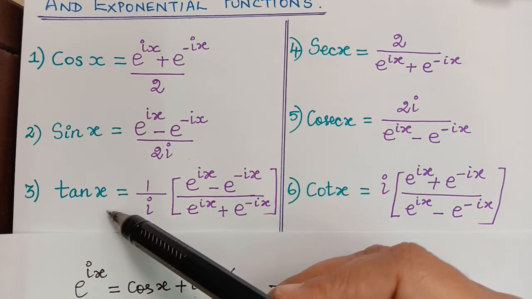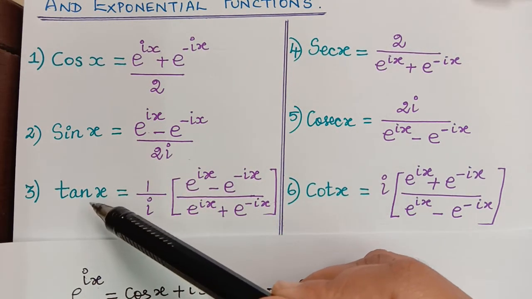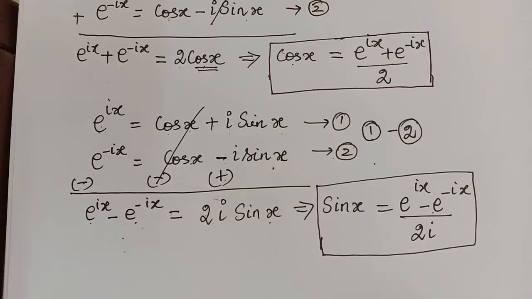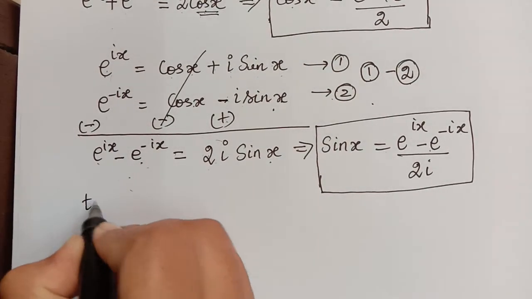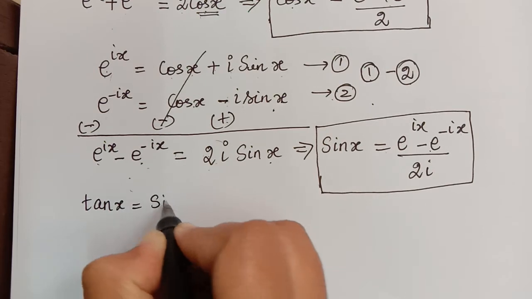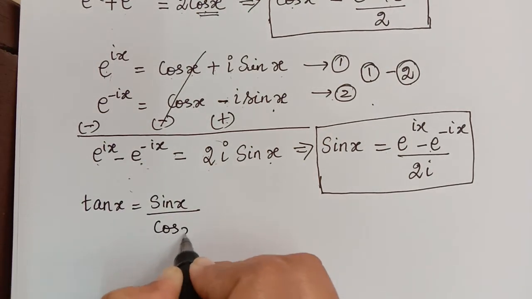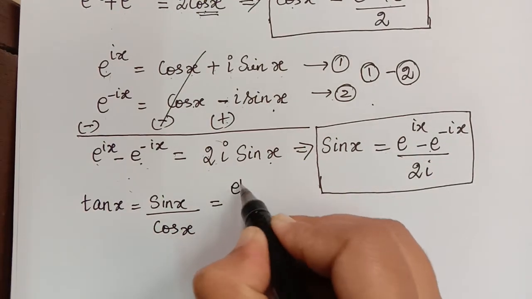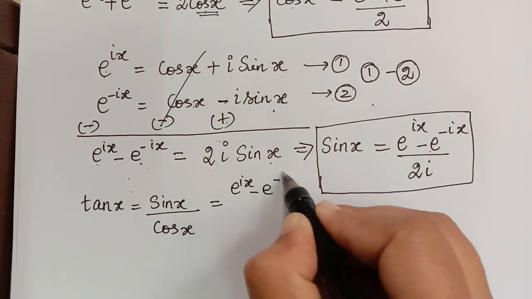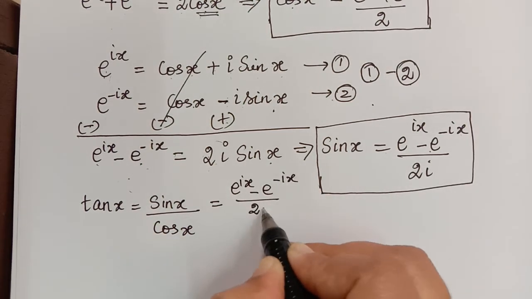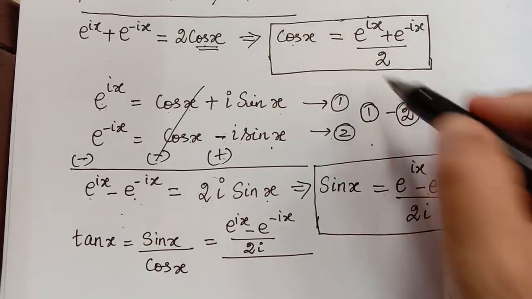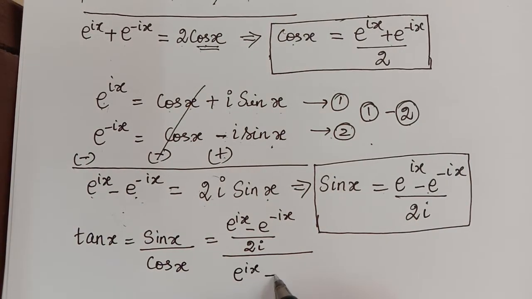So to obtain tan x, very simply we know that tan x is equal to sin x divided by cos x. So we have to do that. Let us see that now. So tan x is equal to sin x divided by cos x. What is sin x? Just now we have evaluated. So we can substitute that. So e power ix minus e power negative ix divided by 2i. So this is sin x, the whole divided by cos x. What is cos x? This term. So we can substitute that, e power ix plus e power negative ix divided by 2.